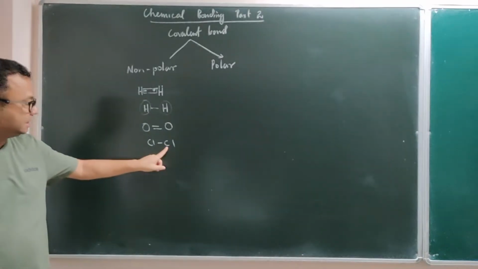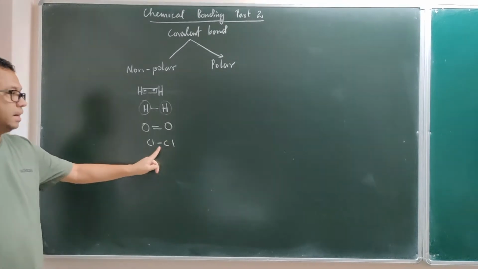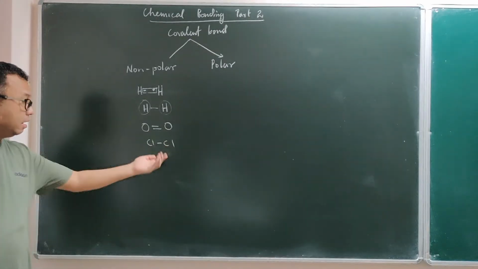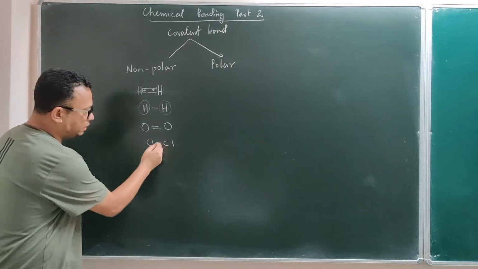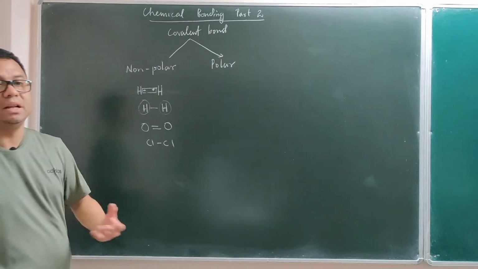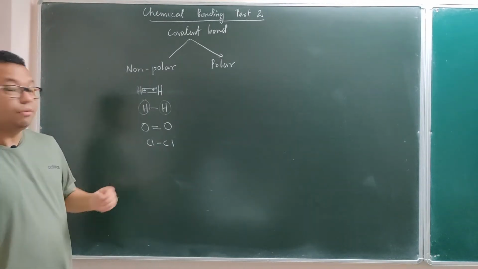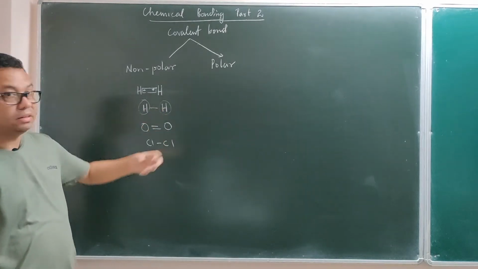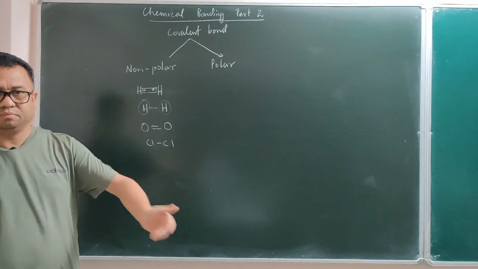So the tendency of that chlorine to attract the shared pair of electrons is exactly the same as the tendency of this chlorine atom to attract it. So the bond is neither shifting towards that side nor towards this, because both have the same electronegativity. You can see in all my examples, I have taken combining atoms which are similar, and they have the same electronegativity.